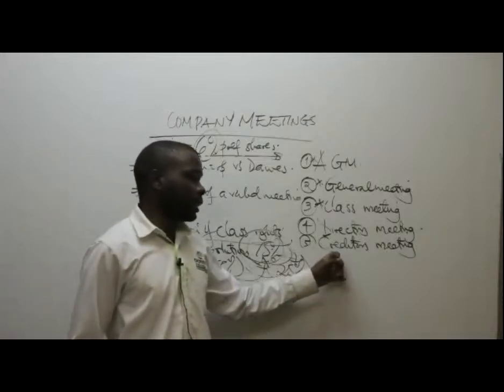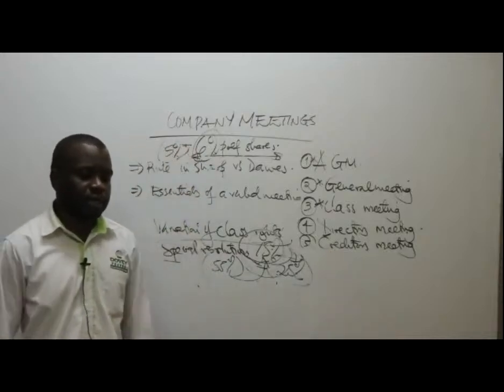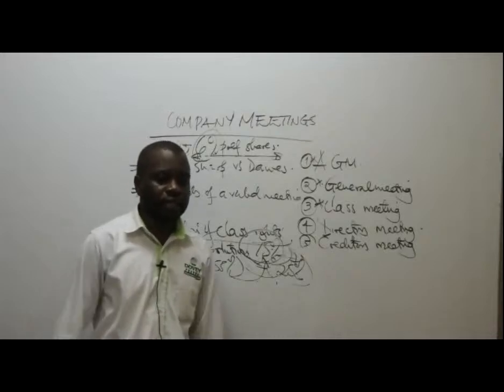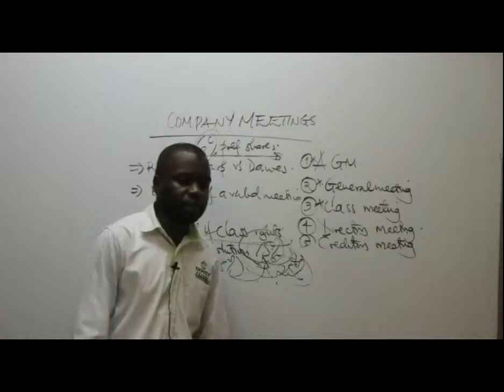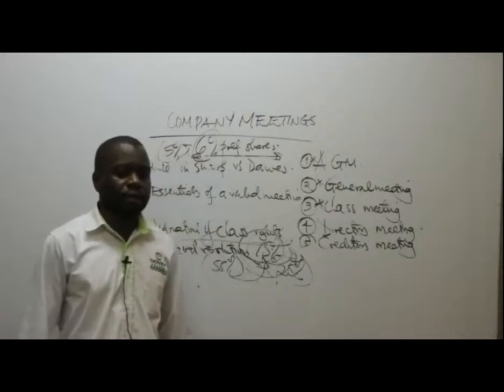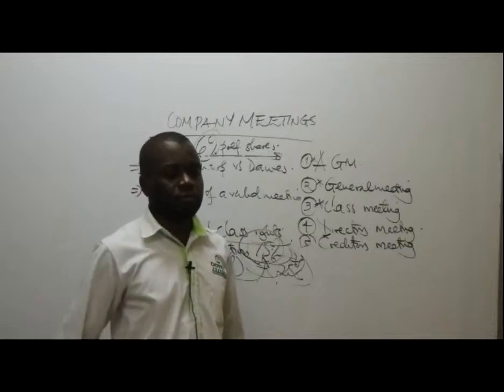A creditors meeting is a meeting of the creditors of the company. Most probably, they could meet to discuss matters concerning them as creditors, such as whether they are being treated fairly by the company, or they may meet to propose that the company be liquidated, or to appoint a liquidator for the company.